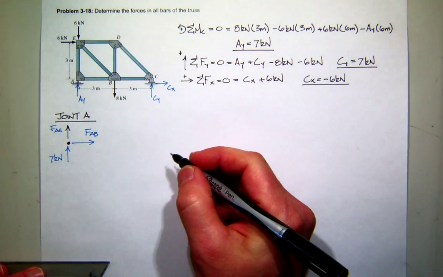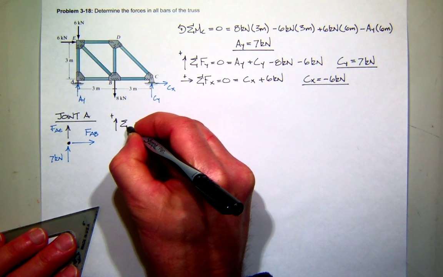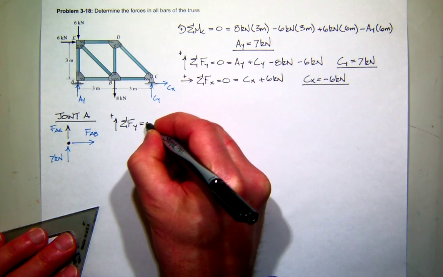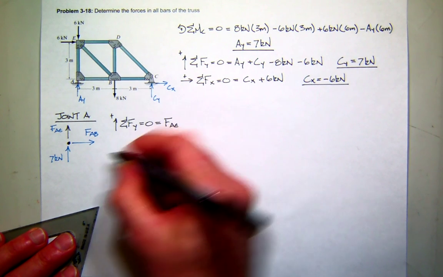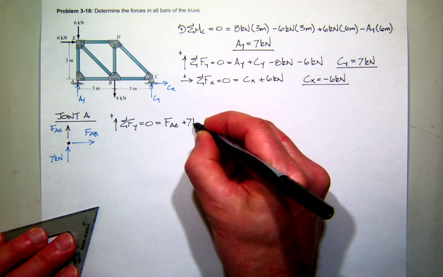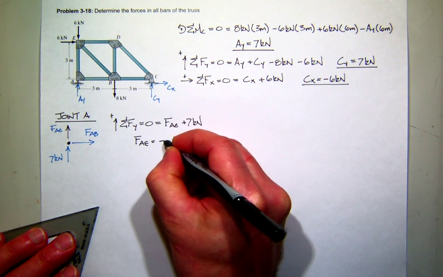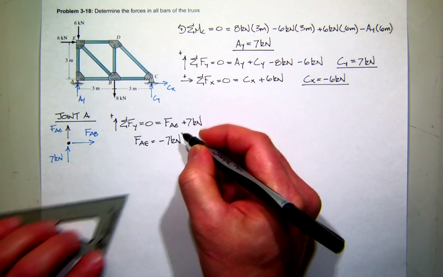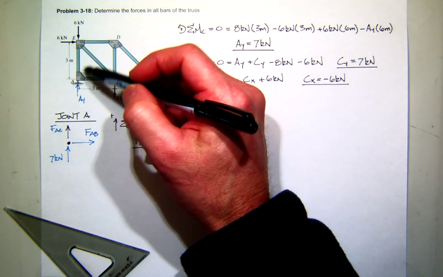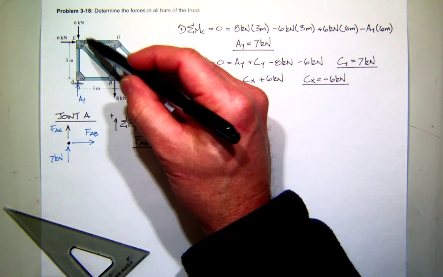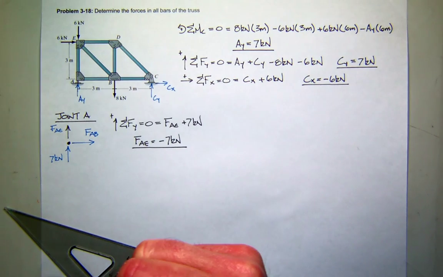I think that's it. So if we sum forces in the y direction, assuming up is positive, I've got the force in AE acting up and my reaction force also acting up. So it looks like my force in AE is negative 7 kilonewtons. So that's compression. That looks reasonable. With these forces here at the top, there's a force pushing down. It doesn't seem unreasonable that it would be in compression.